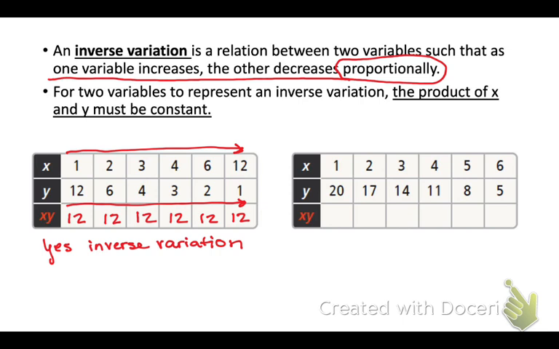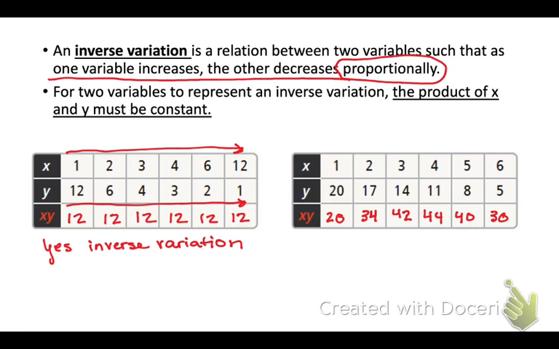Okay, so 1 times 20 is 20. 2 times 17 is 34. 14 times 3 is 42. Hopefully you don't have to think about the next ones. That's not constant. It is not constant.